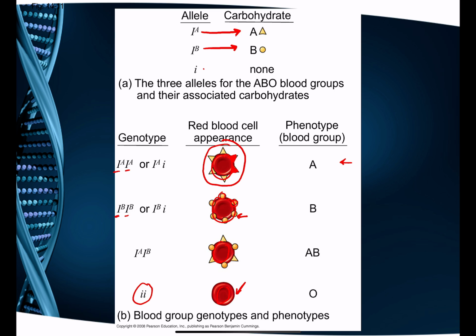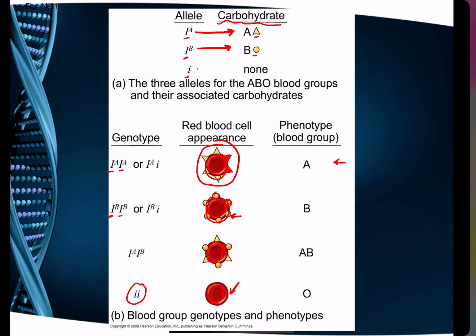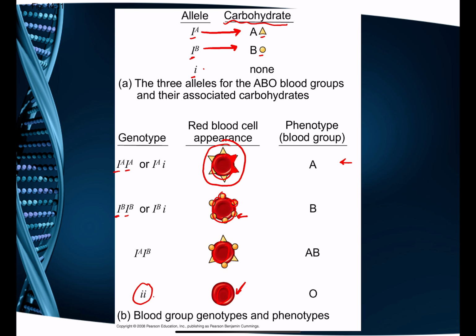My body sees circles and it thinks that is not you, it's foreign, and it tries to fight that, okay? So these alleles code for these shapes, so to speak. They're carbohydrates, surface antigens on the surface of a red blood cell, okay? So I big A is going to code for those triangles, I big B is going to code for the circles, and then little i doesn't code for anything. So when you have that little i genotype, you don't have any antigens on the surface of your blood cell, and that would give you type O blood, okay?